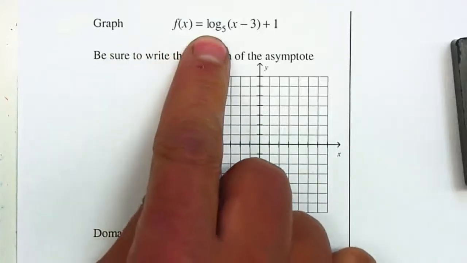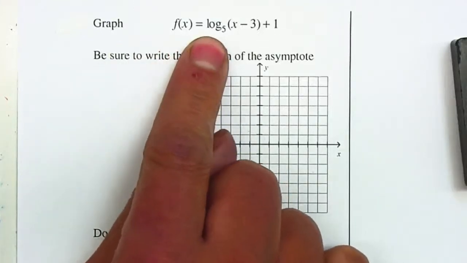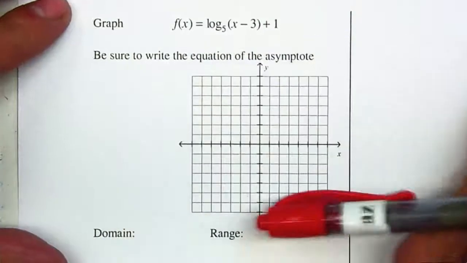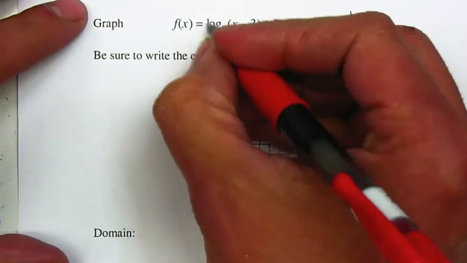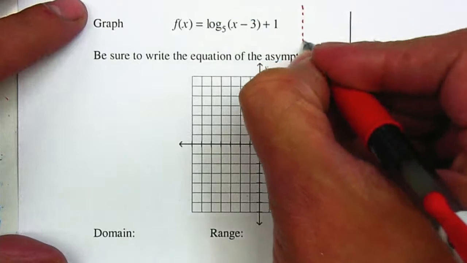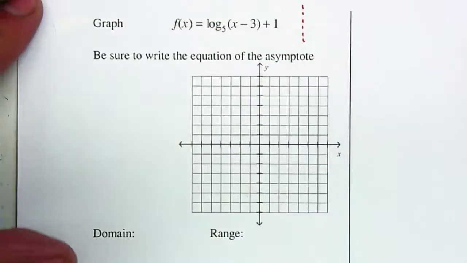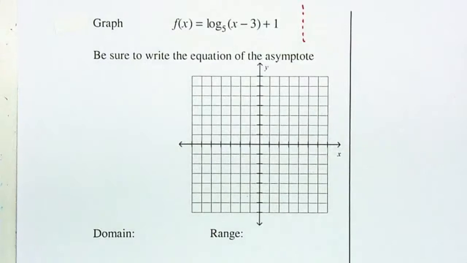Graph the following log function. So notice that we have a log function that we need to graph. I always like to think of the log with the L. The L will help me think that this is going to be a vertical asymptote. And then I will be focusing on the value of B, of the base.